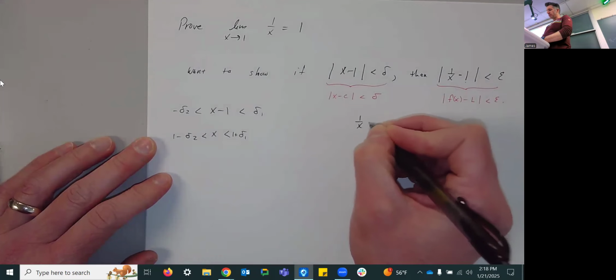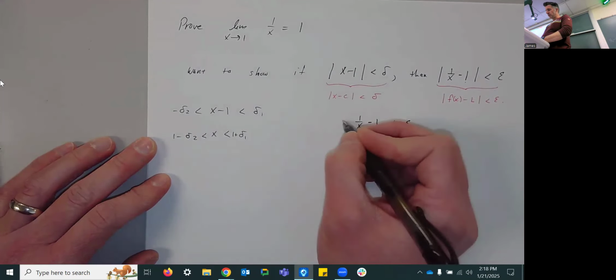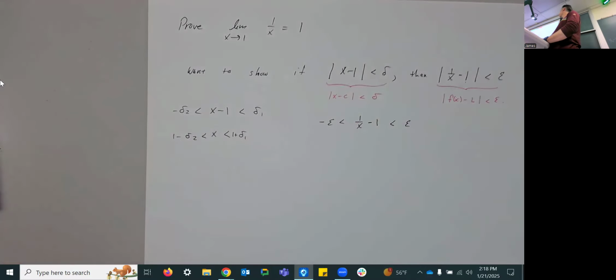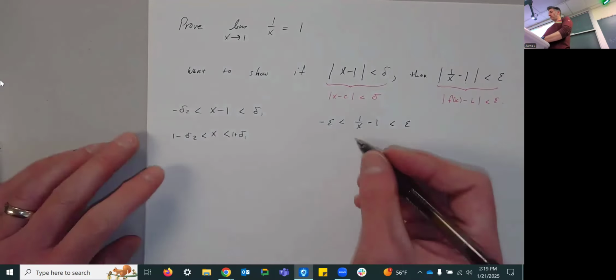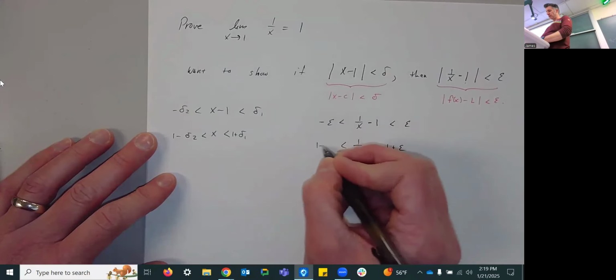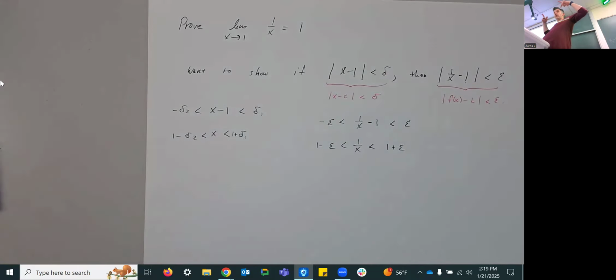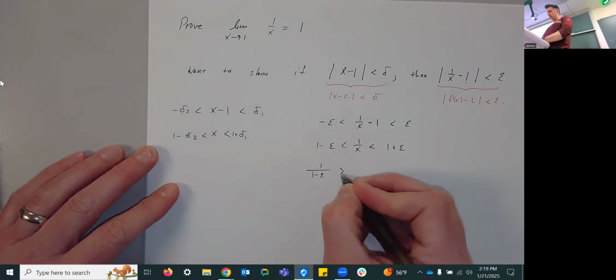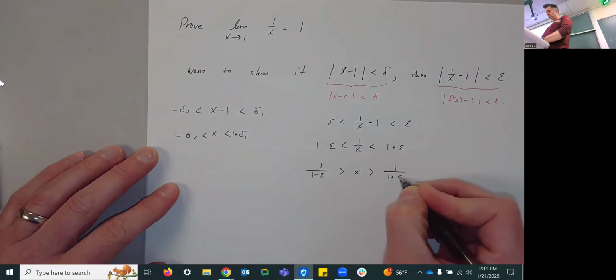So let's work over here. We have 1 over x minus 1 between epsilon and negative epsilon. So my preference would be to try to isolate x as quickly as possible. But I don't think that's what your instructor did, which is fine. There are different ways to do these problems. So one way to do this would be to say, okay, 1 over x is between 1 plus epsilon and 1 minus epsilon. Take the reciprocal of all sides, also changing the direction of the inequality. Say that 1 over 1 minus epsilon is bigger than x is bigger than 1 over 1 plus epsilon.